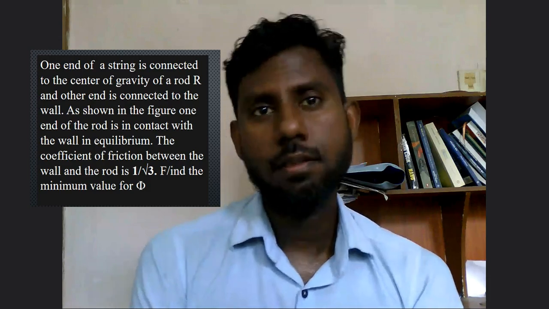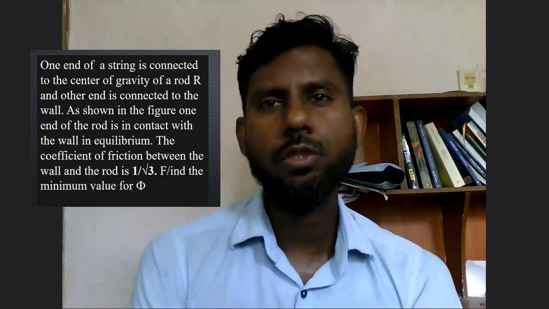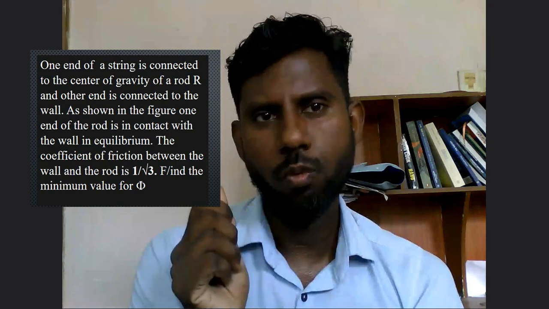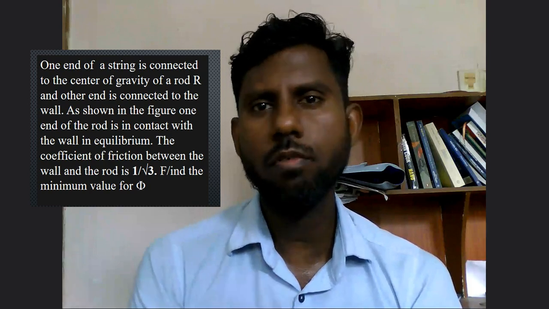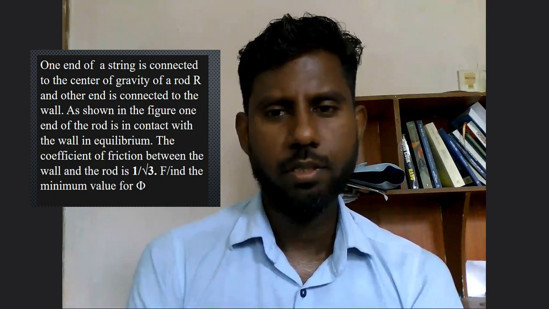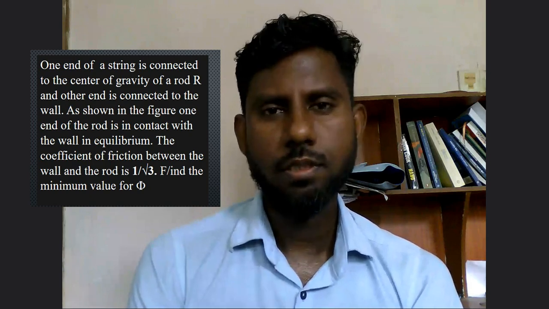A string S is connected to the center of gravity of a rod R, and the other end is connected to a ball. As shown in the figure, one end of the rod is in contact with the ball, and it is in equilibrium. The coefficient of friction between the ball and the rod is 1 over root 3. Find the minimum value theta for the equilibrium. Try the question first, and then later let's find the solution. It's an easy question. Try your best.